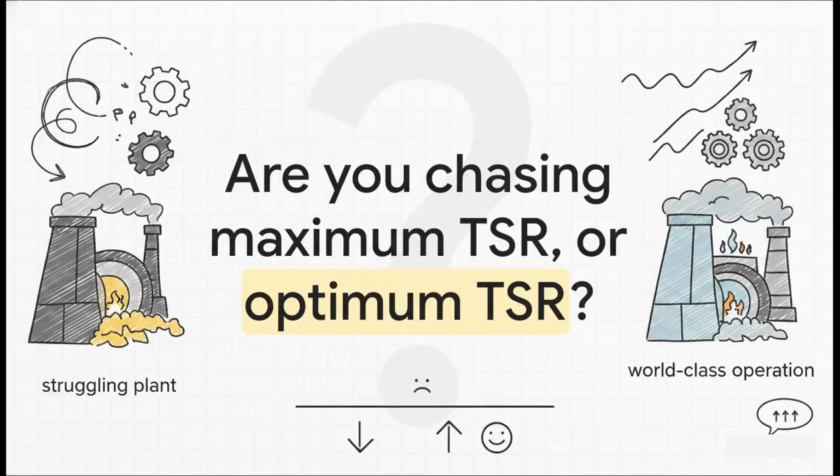So I want to leave you with this provocative thought to chew on. As you look at your own plant strategy and you review those daily calculations, are you blindly chasing a maximum TSR or are you strategically targeting the optimum TSR? The difference between those 2 approaches is exactly what separates a struggling plant from a true world-class operation. Definitely keep that in mind the next time you're calculating your kiln's heat input.